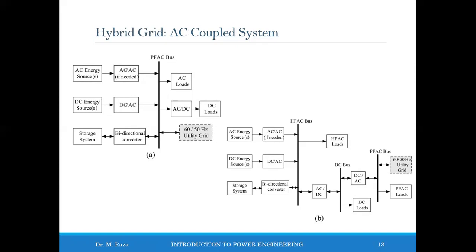In both PFAC and HFAC system, DC power can be obtained through AC-DC rectification. The high frequency AC configuration can also include power frequency AC bus and utility grid through an AC-AC or DC-AC converter to which regular AC load can be connected.